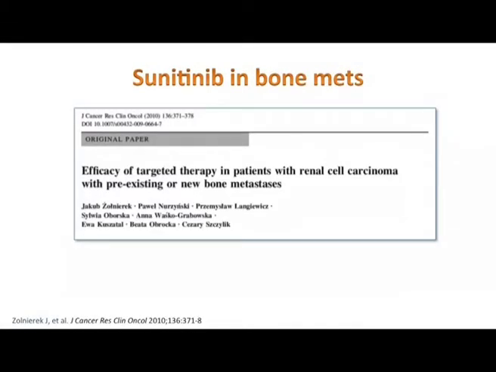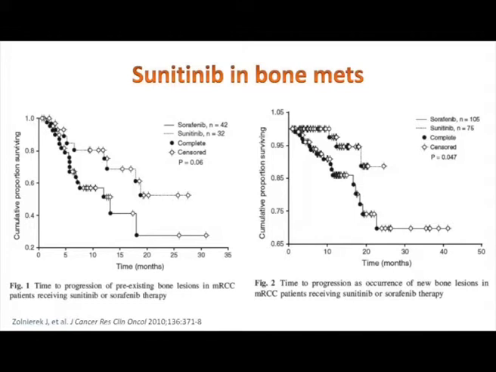Let's move to bone metastasis. This is a paper published by Cesare Porta and his group clearly showing, for example, that if you take into account the activity of the two oldest tyrosine kinase inhibitors, sunitinib and sorafenib, then there is a clear-cut evidence of a superior activity of sunitinib as compared to sorafenib for the treatment of bone metastasis, in terms of time to progression of pre-existing bone lesions and time to progression as the occurrence of novel bone lesions.